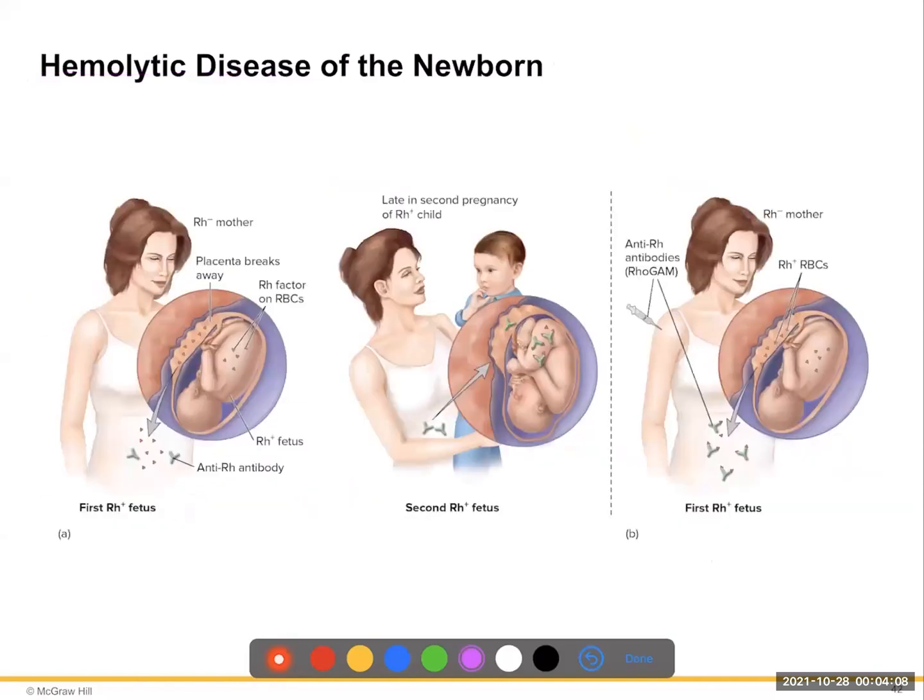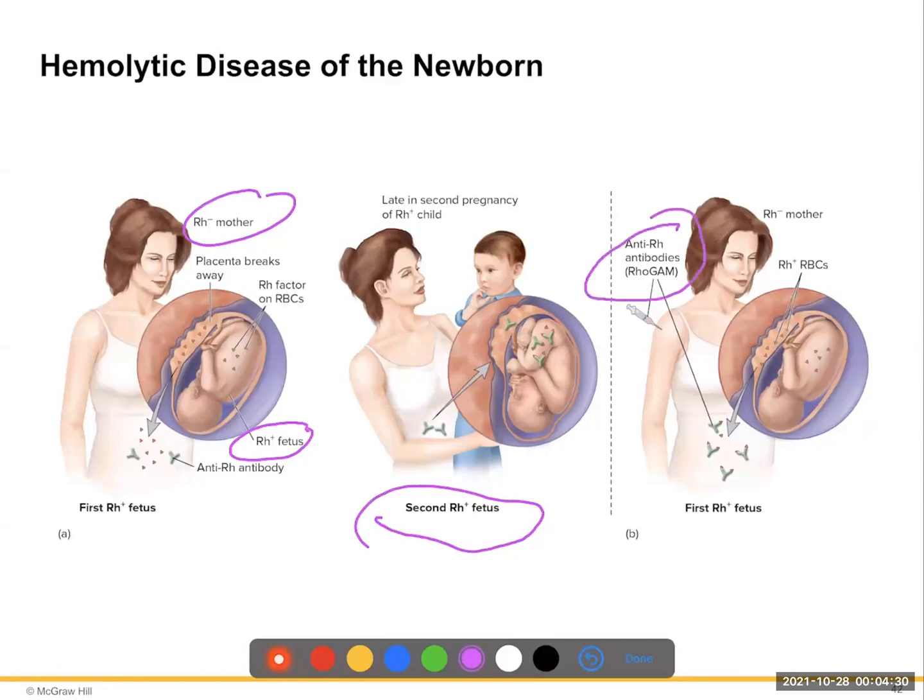Make sense? Yes. All right. But yeah, it's real interesting how it works. So if the mother's Rh negative and the baby's Rh positive, that's when you're in trouble. And the first pregnancy is no problem. It's usually the second child where you get the Rh positive factor. This is your anti-Rh antibodies, which is your RhoGAM shot. And that prevents the mother's immune system from responding to the baby's Rh positive antigen.